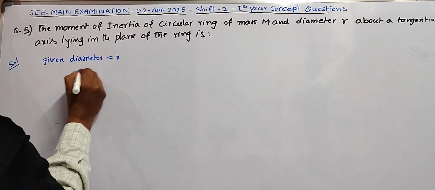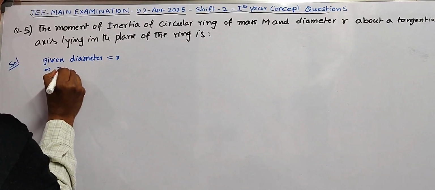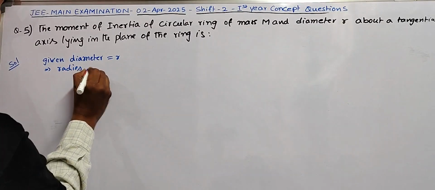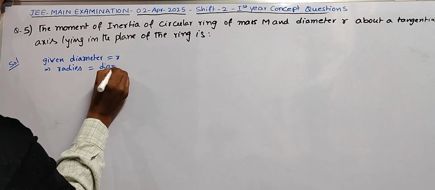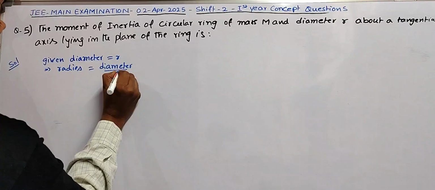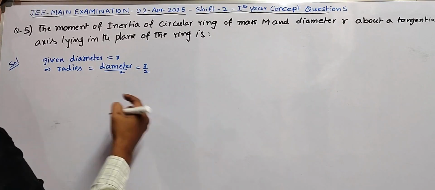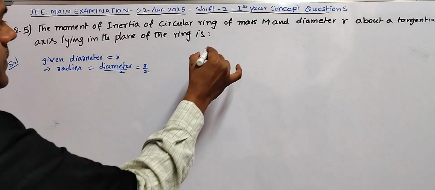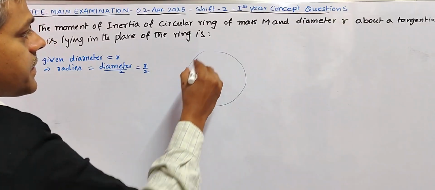Diameter is equal to what? R. That implies the radius of the ring is equal to what? Diameter by 2, which is R by 2. R by 2 is the radius of the given ring.